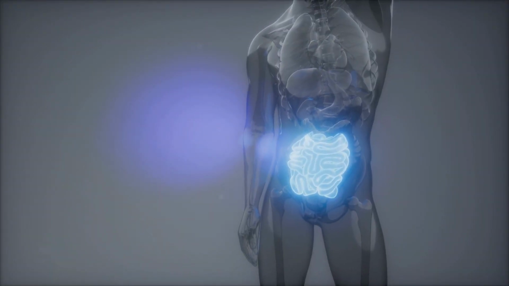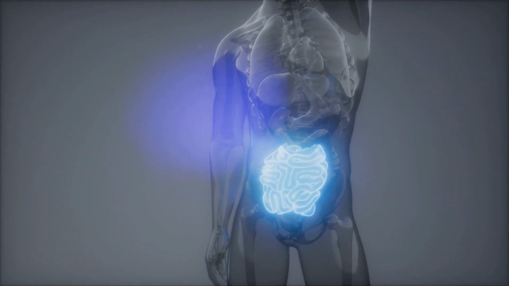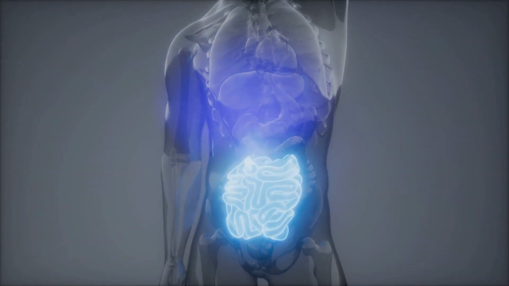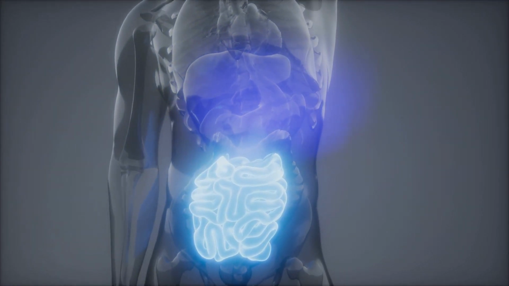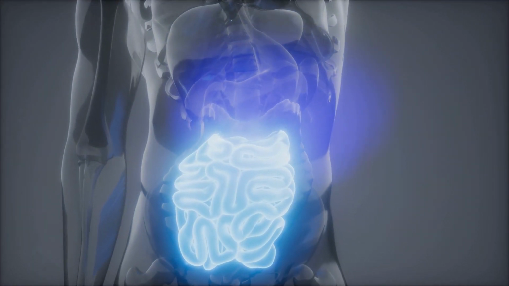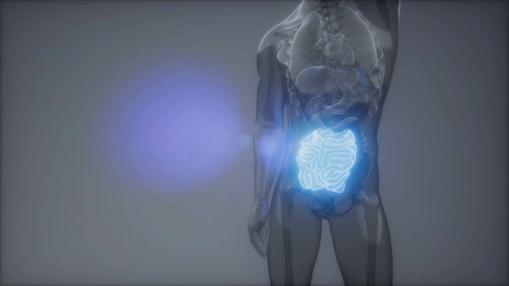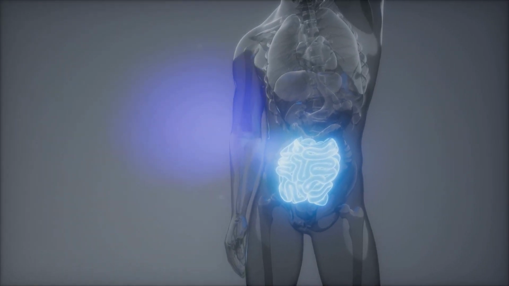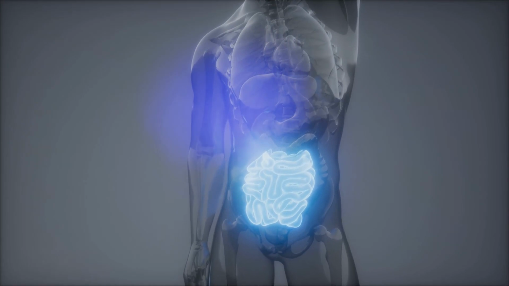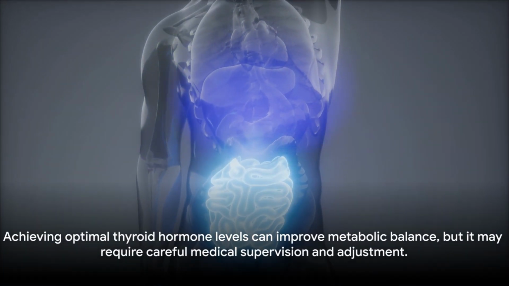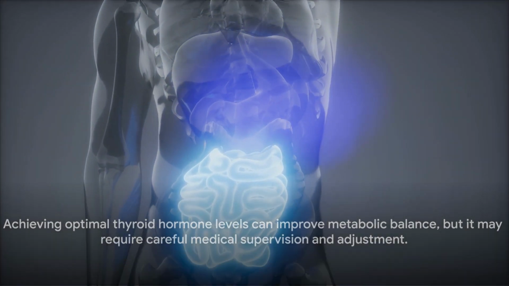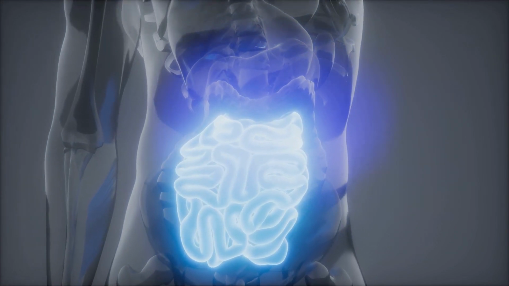Take the case of Mike, a 50-year-old man with subclinical hypothyroidism. After optimizing his thyroid hormone levels and incorporating a nutrient-dense diet with specific supplements, his pancreatic function improved remarkably. This led to a 25% increase in insulin sensitivity within just 4 months. Achieving optimal thyroid hormone levels can improve metabolic balance, but it may require careful medical supervision and adjustment.